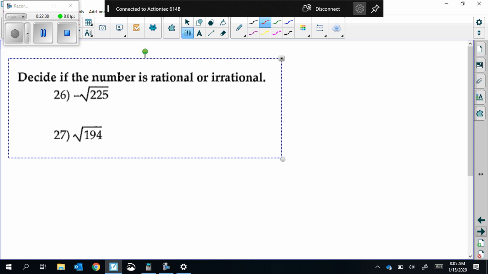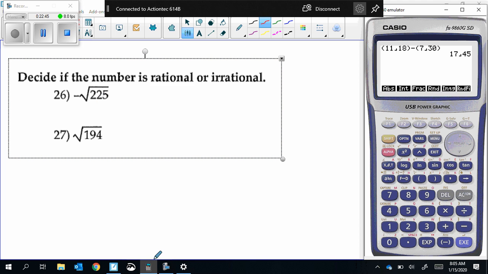Decide if the number is rational or irrational. It's not even asking us to simplify. It's just saying rational or irrational. Rational numbers inside a square root mean that they will get you a whole number answer. They will work out. The square root goes away. So if you can do the square root of 225, then it's rational. And you can because that's 15.